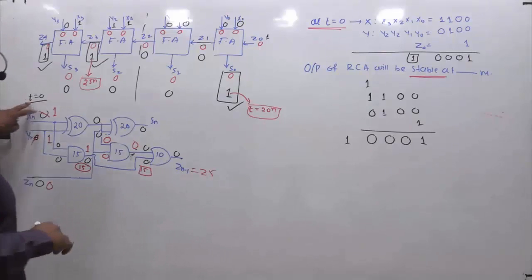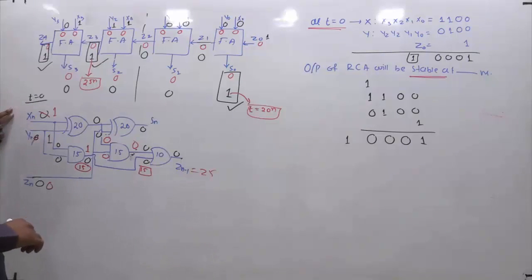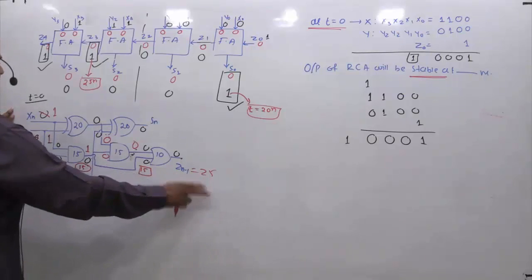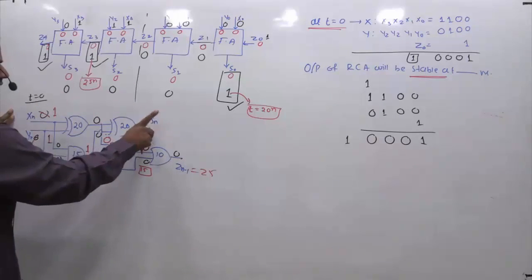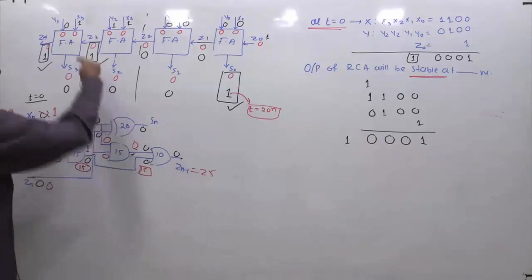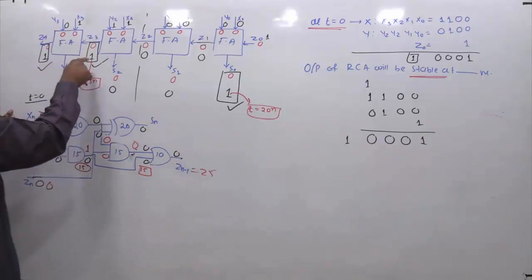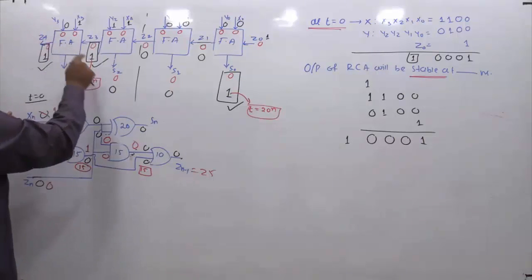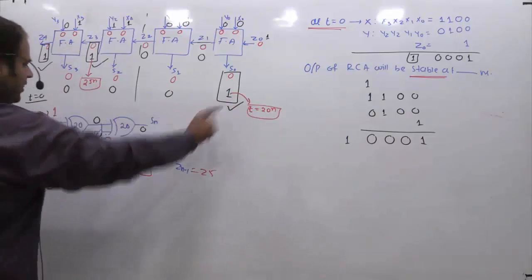So the change on input I made at t equal to 0. My target is to check this, because the sum is already in stable state. I am not worried about this bit. I am worried about this bit because here I am getting a change. The corresponding stable state I haven't got. I should check at what time I will get the stable state, like the way I did for 20 here.